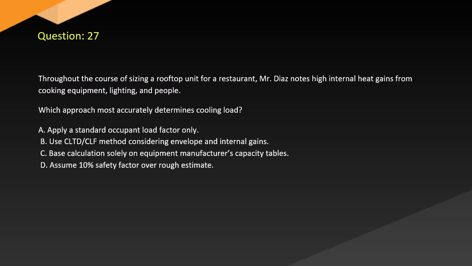Question 27. Throughout the course of sizing a rooftop unit for a restaurant, Lopez notes high internal heat gains from cooking equipment, lighting, and people. Which approach most accurately determines cooling load? A. Apply a standard occupant load factor only. B. Use the RTS method considering envelope and internal gains. C. Base calculation solely on equipment manufacturer's capacity tables. D. Assume a 10% safety factor over a rough estimate.